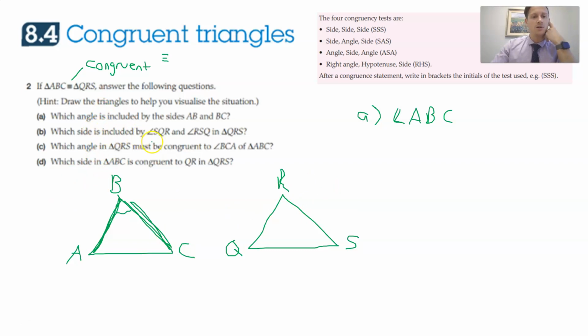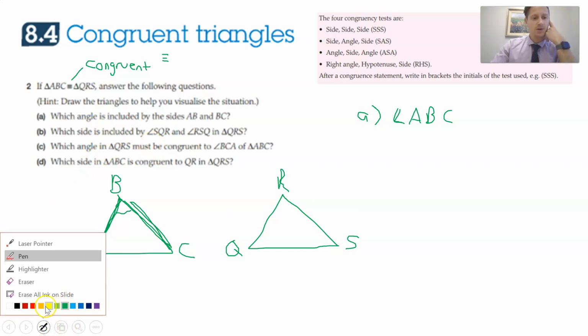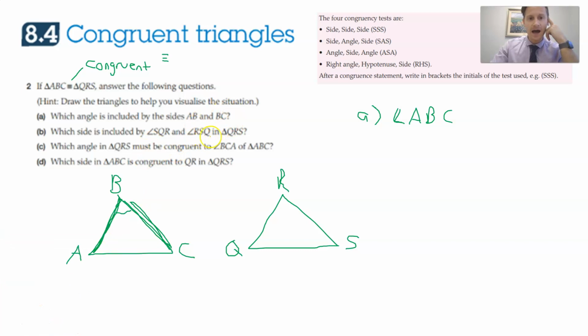Which side is included by angle SQR and angle RSQ in triangle QRS? If you just read that, it's kind of like, what? But if you draw it, it's a lot easier. Angle SQR is here, so SQR is the middle letter. And angle RSQ is that angle there. So the included side, the side that's in the middle, is this one. So that's going to be QS.